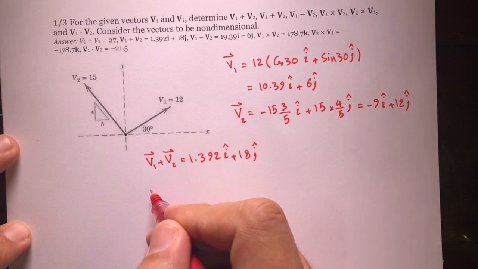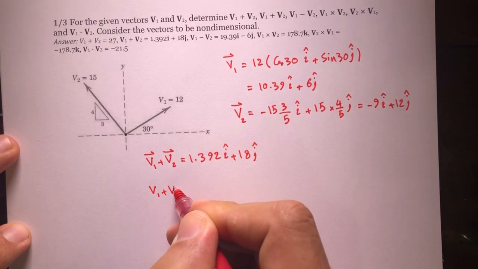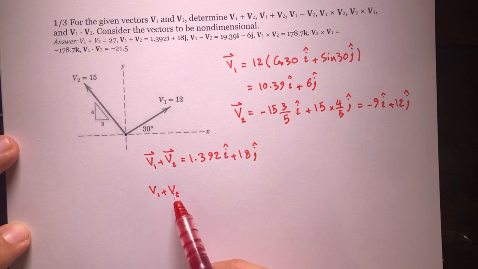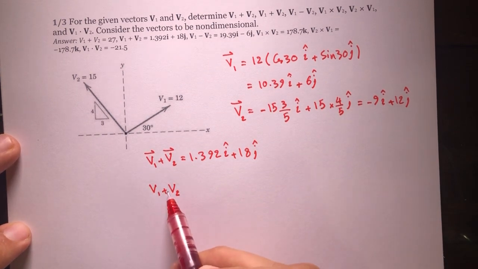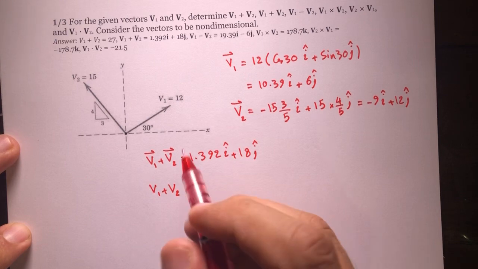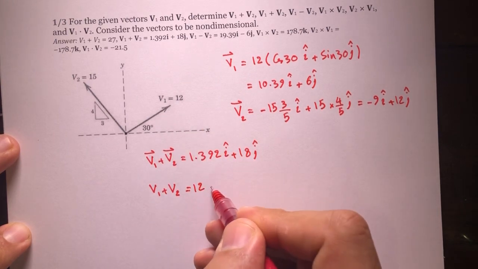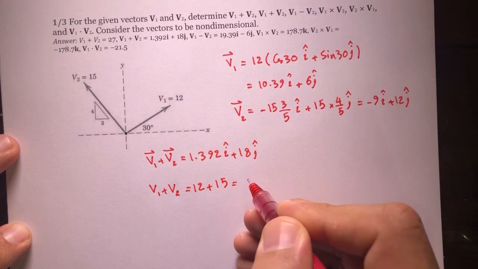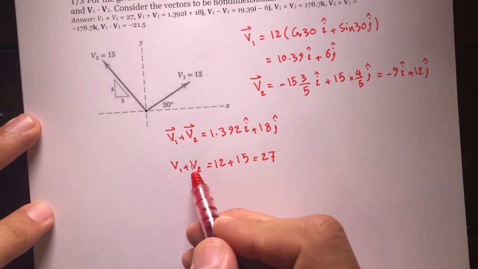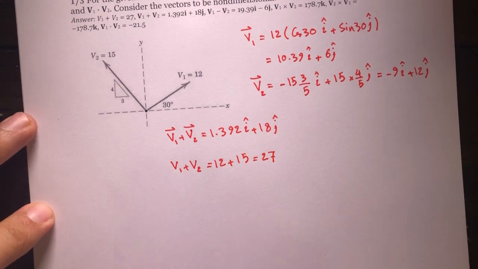In one part of it, it is asking what is v1 plus v2. And if you look at the question, v1 and v2, they are not bold, or they don't have any symbol for the vector. So this means the magnitude of v1 plus magnitude of v2. So two scalars. So it's going to be just simply 12 plus 15 or 27. Okay? Because we don't have any vector symbol here.